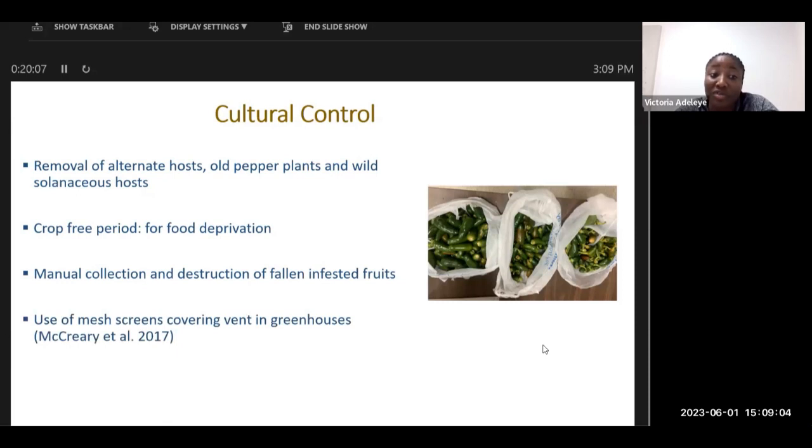The use of mesh screens covering vents in greenhouses has also helped to reduce the movement of pepper weevil in and out of the greenhouse. And also intercropping pepper plants with plants that serve as barrier crops helps to reduce pepper weevil population compared to the plots where intercropping was not observed.